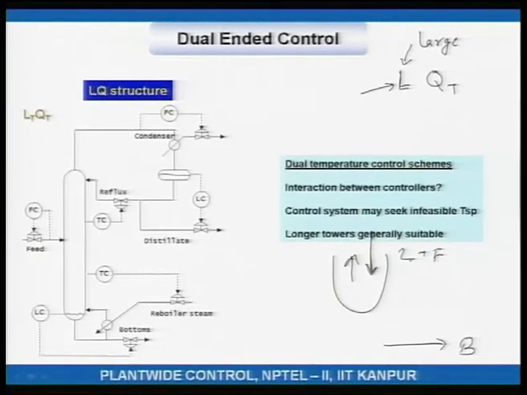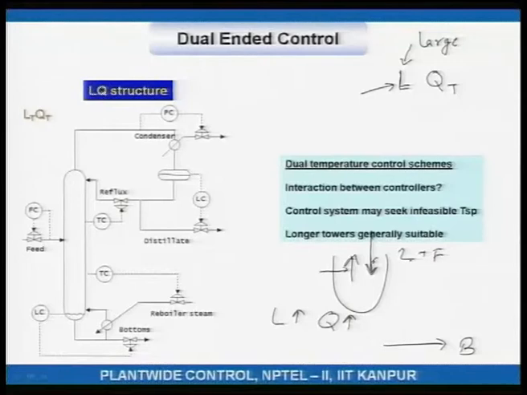So, if L goes up, this stream goes up. If this stream goes up, what that essentially means is boil up goes up. Okay. So if L goes up, Q goes up for the same split. Right. So if I am using more reflux than necessary when there is no disturbance, what that means is I am operating the column consuming more energy or more steam than is necessary, and therefore my steam consumption per kg product is higher than it should be.